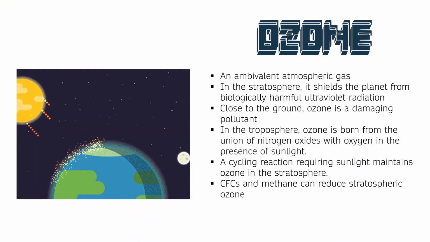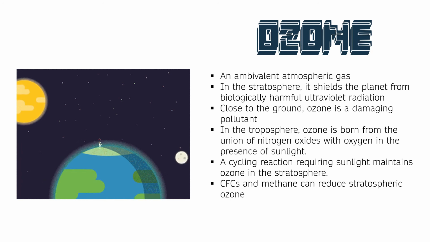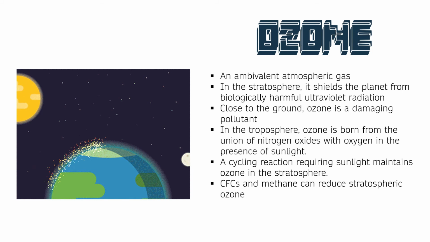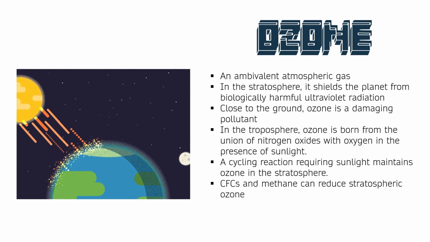Ozone is an ambivalent atmospheric gas. In the stratosphere, 10 to 40 km above Earth, it shields the planet from biologically harmful ultraviolet radiation. Close to the ground, ozone is a damaging pollutant, cutting visibility, irritating eyes and the respiratory system, and injuring or killing plant life. In the stratosphere, ozone is diminished by its reaction with human-caused pollutants.